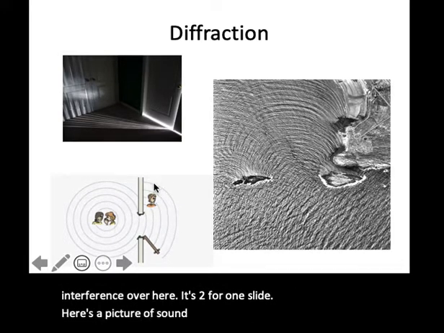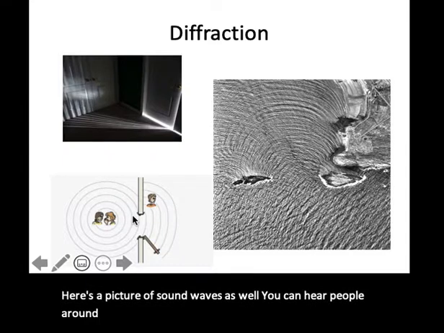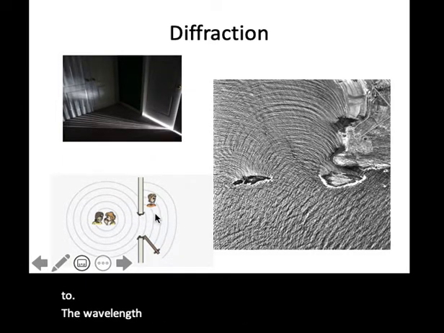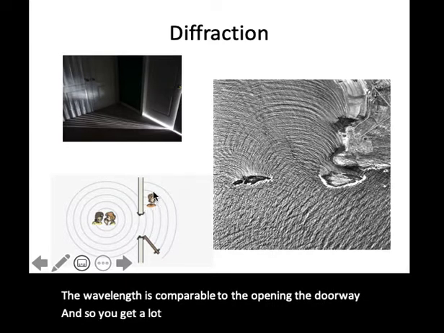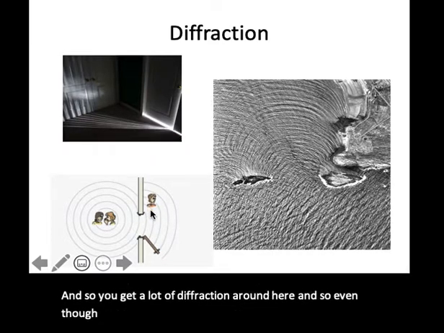This is why you can hear people around corners, right? It's because the wavelength of the sound wave is comparable to the opening of the doorway, and so you get a lot of diffraction around here. And so even though you can't see them, you can hear them. To see them, you need really small slits.